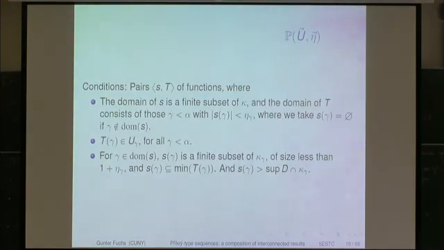So okay, so the conditions are again pairs s comma t of functions where the domain of s is a finite subset of alpha, and the domain of t consists of those gamma where the cardinality of s of gamma is less than eta gamma. So where basically I haven't already specified the entire sequence at the gamma coordinate, and t of gamma, if defined, is in U gamma, and for gamma in the domain of s, s of gamma is a finite subset of kappa gamma of size less than 1 plus eta gamma. So, and s of gamma is below the minimum of t of gamma, and also s of gamma is greater than all the smaller measurables, right? The supremum below is always bounded in the next measurable, so this can always be arranged.